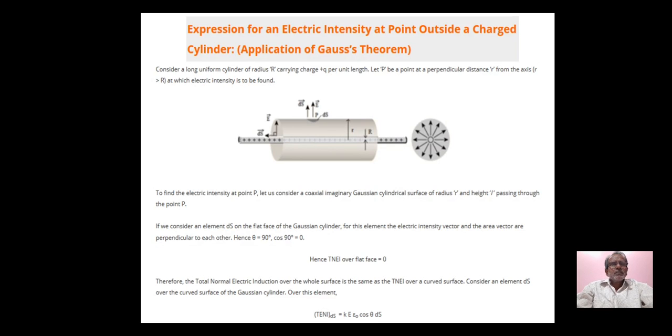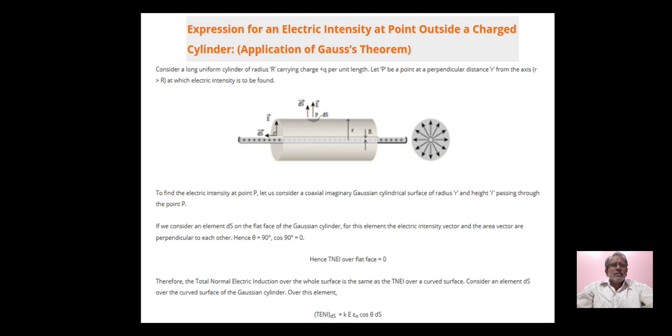Second application of Gauss's theorem is to find expression for intensity at a point outside a charged cylinder. In this case, suppose a small charge Q is distributed over a cylinder and E be the intensity at a point P lying outside the cylinder. The charge is radially distributed, so field lines will be radial for the charge distribution over the cylinder. Consider a Gaussian surface. Here it will be a Gaussian cylinder passing through point P, enclosing the charge distribution.